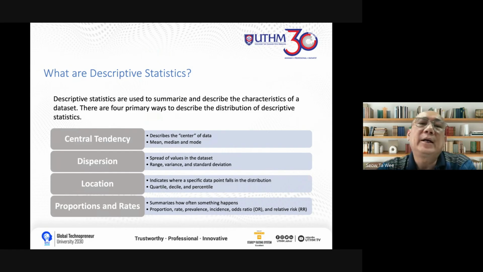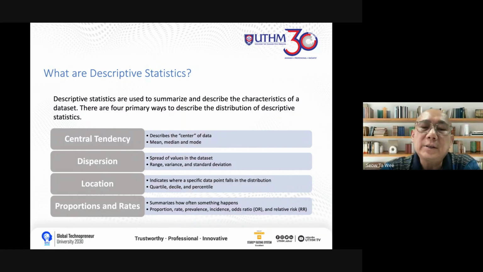In descriptive statistics, there are four types. The first is central tendency, which describes the center of the data. It represents mean, median, and mode. Secondly is dispersion statistics in the descriptive analysis. It is the spread of values in the data set. It includes range, variance, and standard deviations.